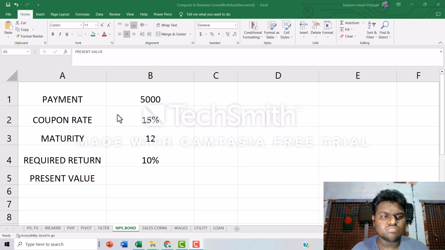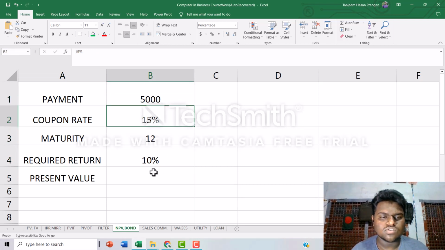To calculate the bond value, we need some variables like the payment, which is the par value, also known as the coupon rate, the maturity period, and the required return. So these four variables we need to calculate the bond valuation.